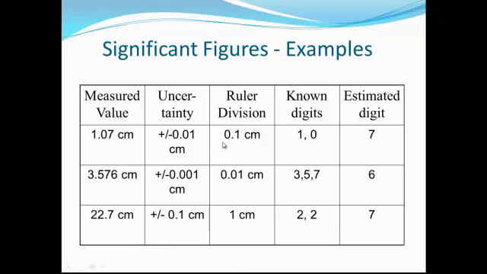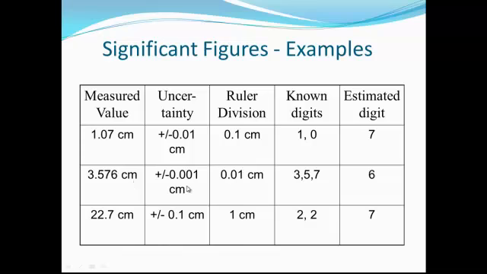So the smallest division, to be accurate, will be on the 10th, so this is 0.1 centimeters. The known digits are 1 and 0, and the estimated digit will be 7. So let's take a look at the second one, and you can go through that exercise.